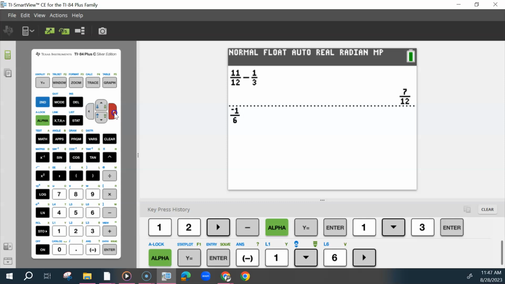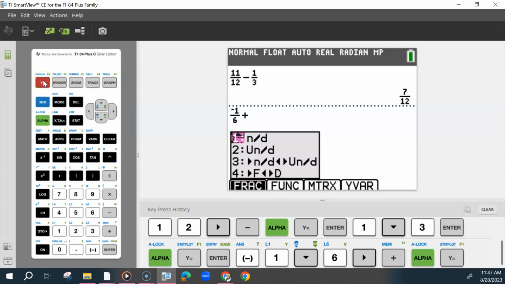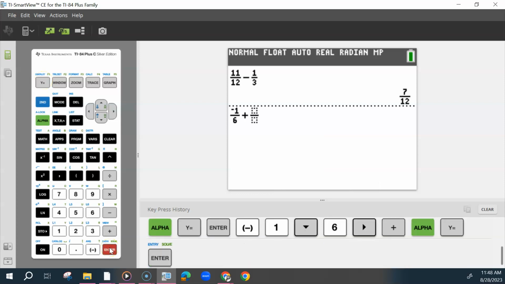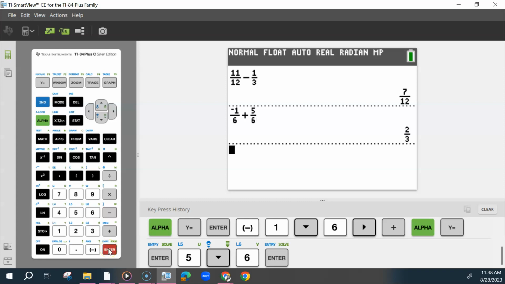Second mode. Negative 1/6 plus 5/6. Alpha y equals, 1 or enter. 5/6. And then hit enter. You should get 2/3. It will simplify it for you. Uh-oh. Anyone not get 2/3? Did you get 2/3?